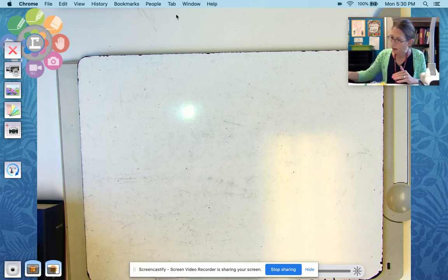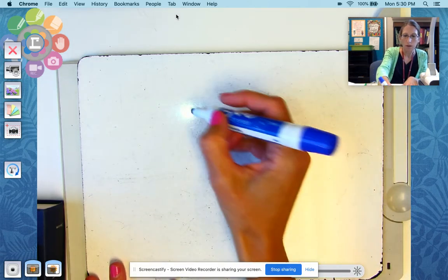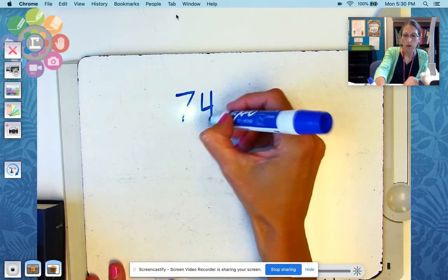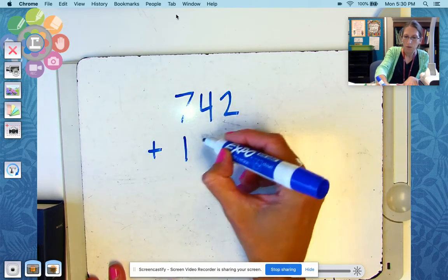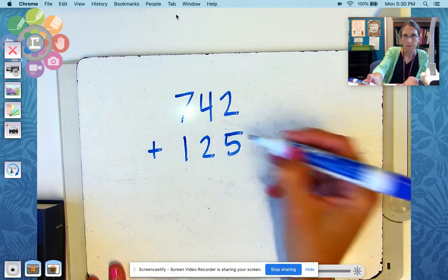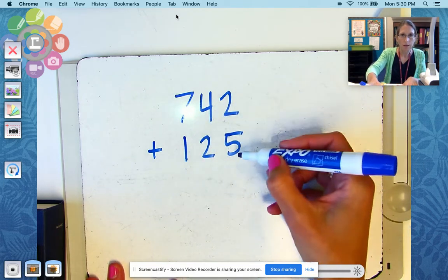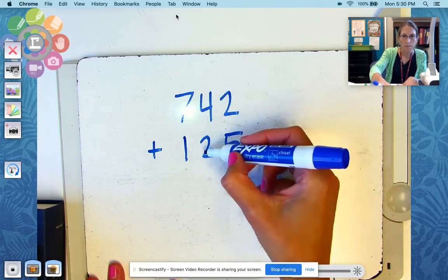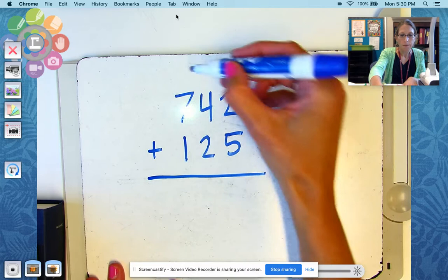So let's try. What about, let's do this one. We have 742 plus 125. Okay. And when I'm writing down my numbers, I'm trying to make sure I line up my ones under my ones, my tens under my tens, my hundreds under my hundreds.